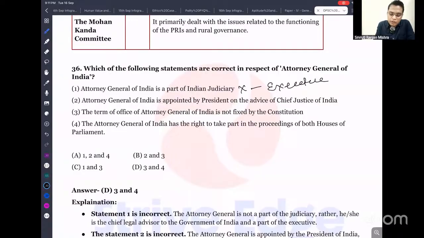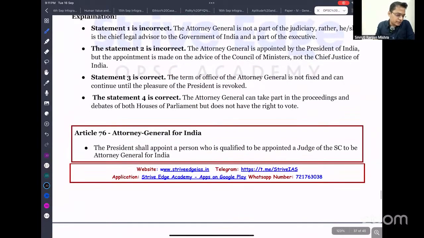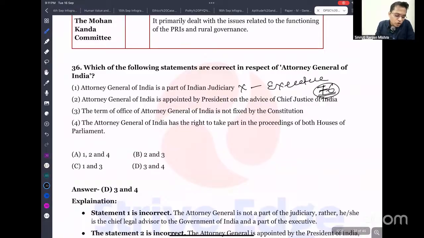Okay? So I think under Article 76, if I'm not wrong. Article 76 of the Indian Constitution provides for the establishment of the Attorney General. I have already written it, so I'm going to explain. The Attorney General of India is appointed by the President on the advice of the Chief Justice of India. The same statement is being asked about the Advocate General of India.